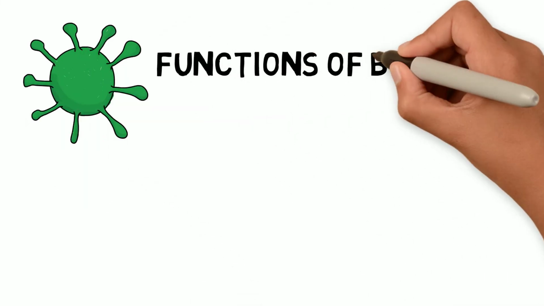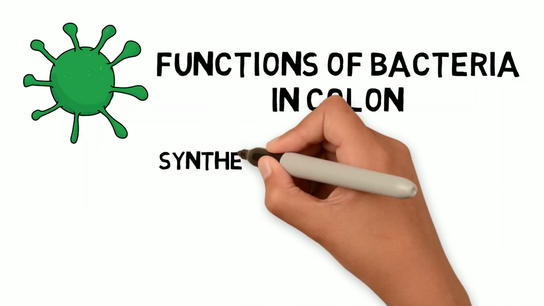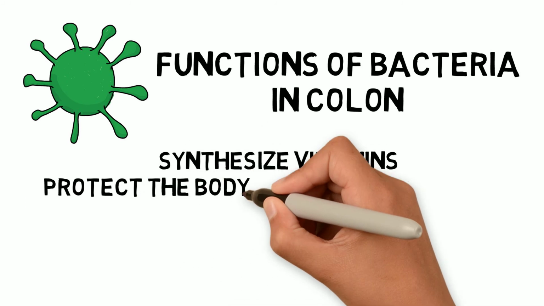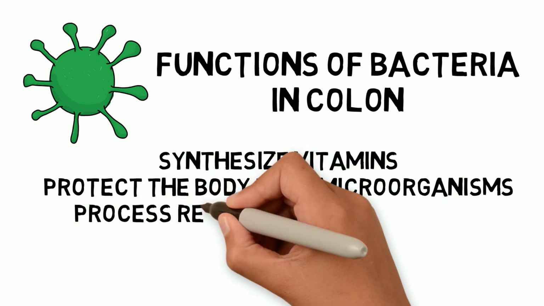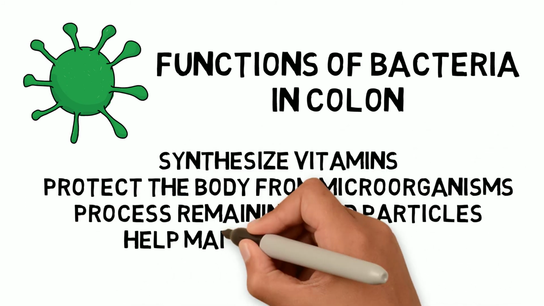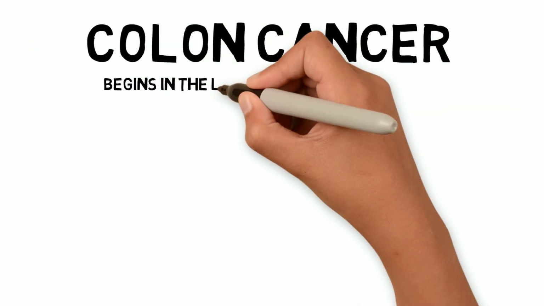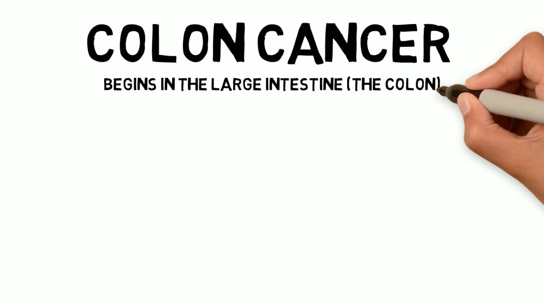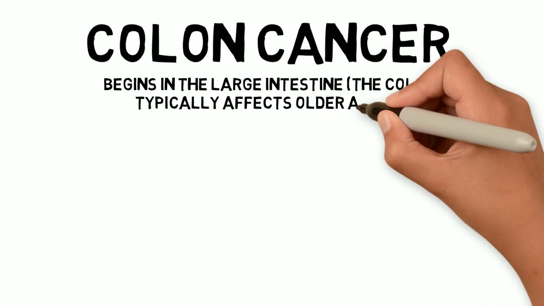Bacteria in the colon have important functions. It synthesizes certain vitamins, it protects the body from harmful microorganisms, it processes the remaining food particles and helps maintain proper pH balance. Colon cancer begins in the large intestine, which is the colon. It typically affects older adults but can happen at any age.